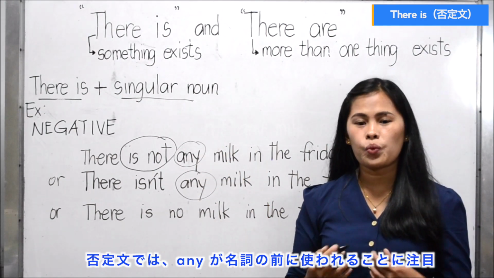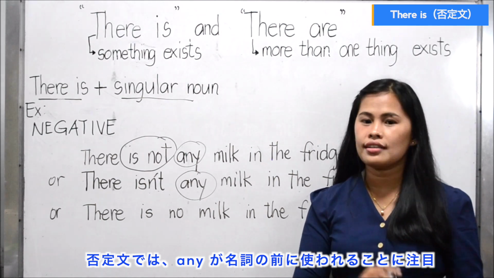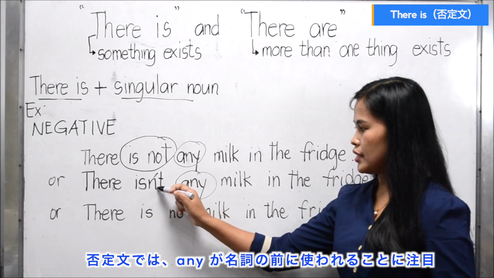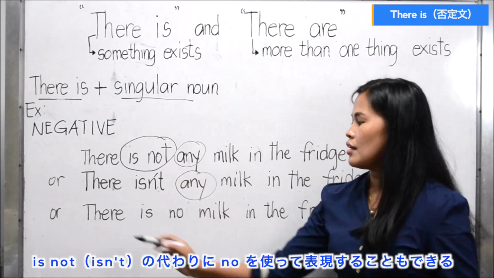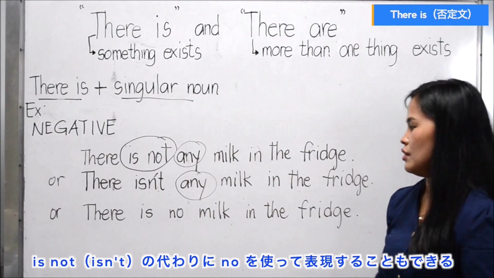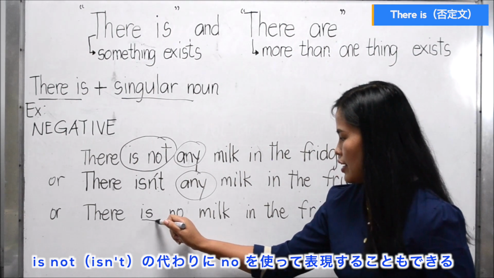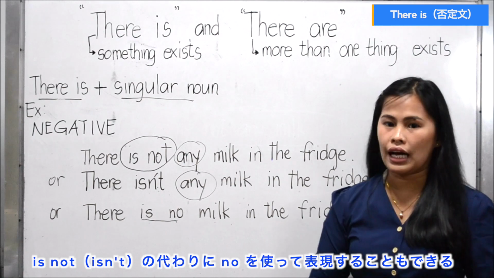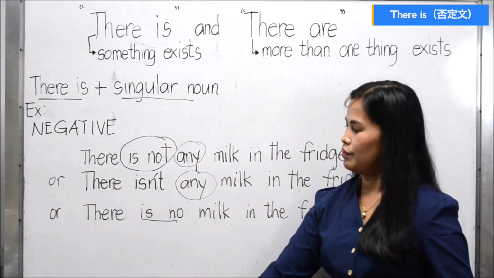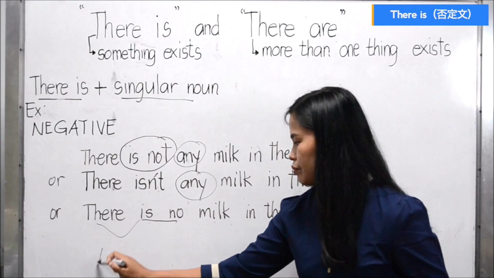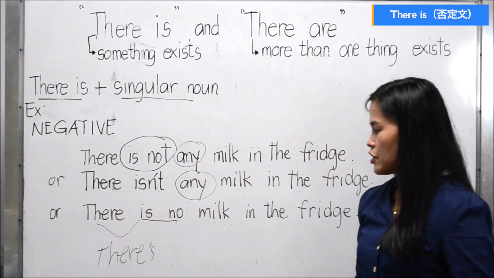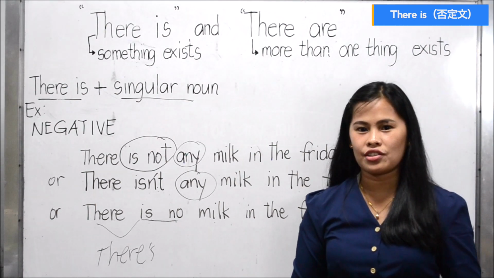There is another way we can use there is in the negative. Instead of saying is not or isn't, we can say there is no milk in the fridge. So we have here is no plus your noun. You can also contract the words there and is. So we can say there's no milk in the fridge.